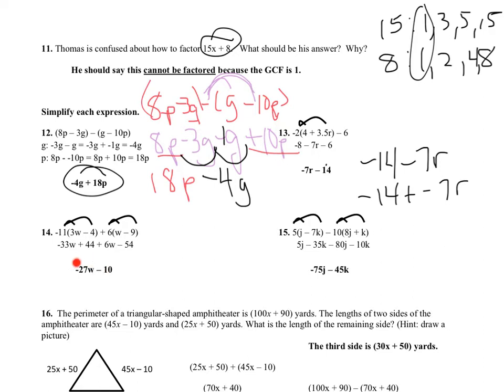So my answer is negative 27w minus 10, or I could also write it negative 10 minus 27w. Both answers would be correct. This is the way we would prefer.